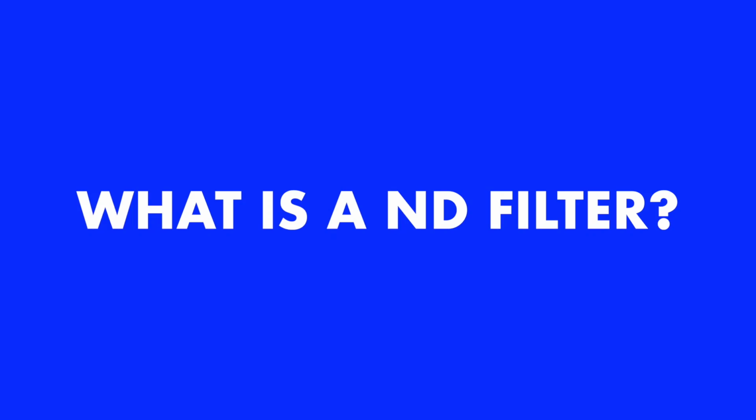So what is a ND or neutral density filter? Well, basically a neutral density filter just blocks the amount of light passing through the lens, and it does that without changing the color of that light. That's it. That's all it does. It blocks light. ND filters come in all shapes and sizes.